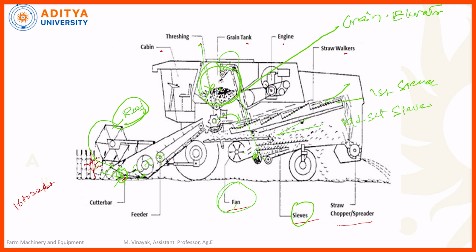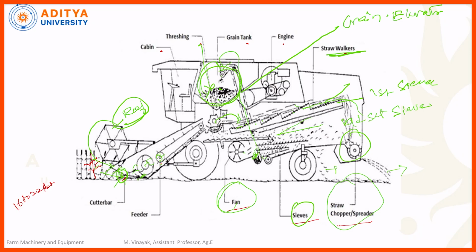So the function of the sieves is to separate the chaff material from the grains. Next, the straw chopper and spreader. Some manufacturers provide the straw chopper at the rear side of the combine harvester. The main function of the straw chopper is to cut the chaff material into small pieces and spread it over the field. Here we can see the spreading of chaff material on the field. These are the straw walkers, which convey the straw material towards the ground surface.